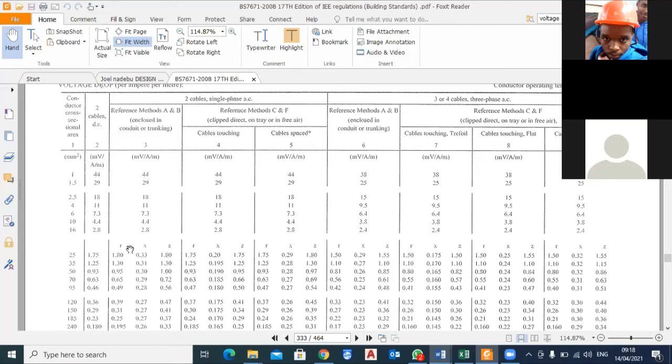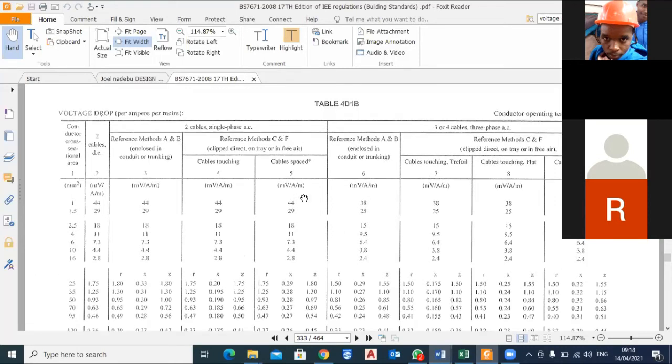And for 25, I'm having here R, X, Z, is mambo yenu sasa, where R is the resistance, X is reactance. Alafu Z ndio impedance. I'm interested in Z impedance, 1.8. Hapo mnajua sana kuniliko sasa. 1.8 millivolts per ampere per meter.